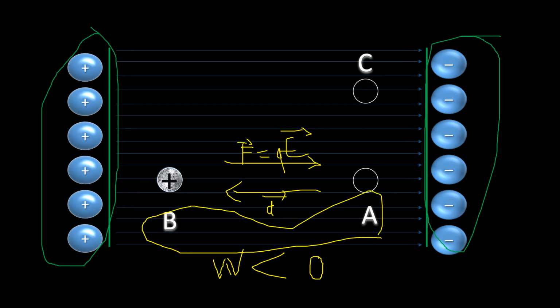Now look at the A point and look at the B point and decide where the positive charge will be more comfortable, at point A or point B. Obviously at B point the repulsion is more, so the charge is not very much comfortable here, and when the comfort level decreases, potential energy increases.